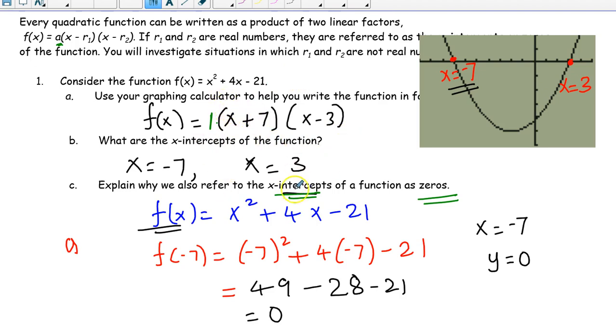And this is how we use our graphing calculator to find the x-intercepts and then the factored form.